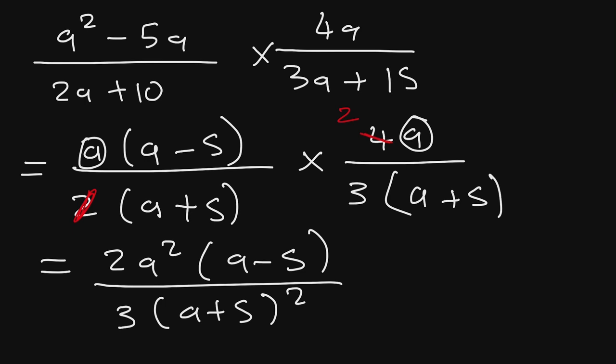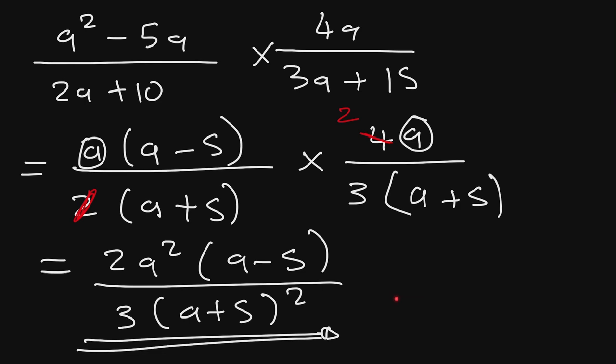In this case, there's nothing that can cancel out. So therefore, our problem stops here. We cannot do anything, so this will be our answer. We can't cancel out a minus 5 with a plus 5. That is not going to work. Okay, so this is the solution to the problem. Sometimes the solution can be like that.